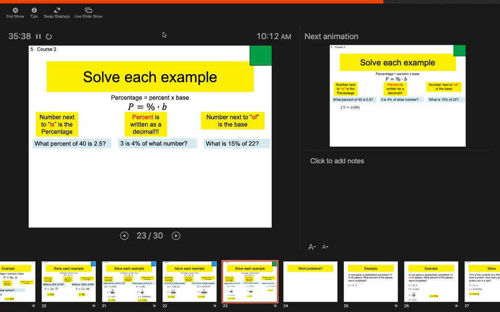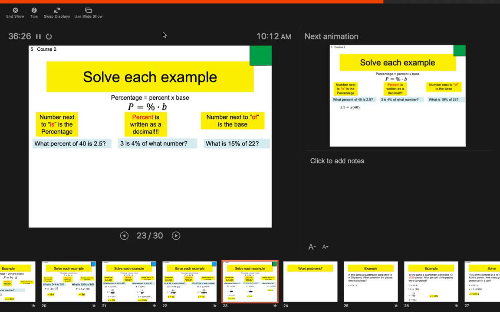And then all you're going to remember, it goes is percent of. I usually think about this: 10% of 100 is 10.